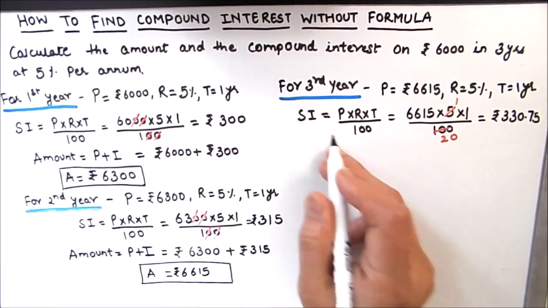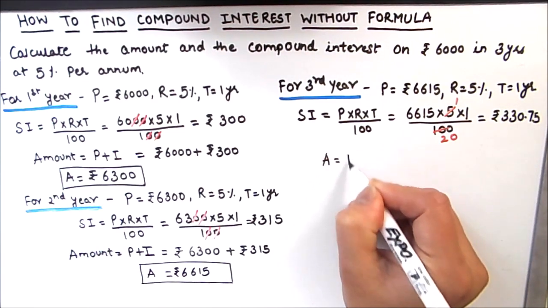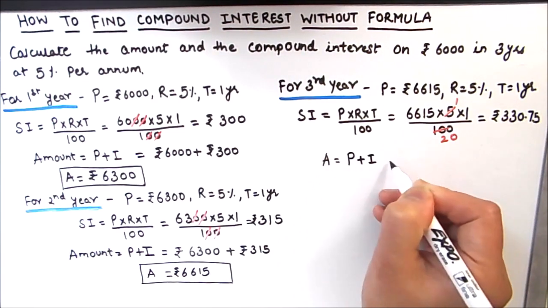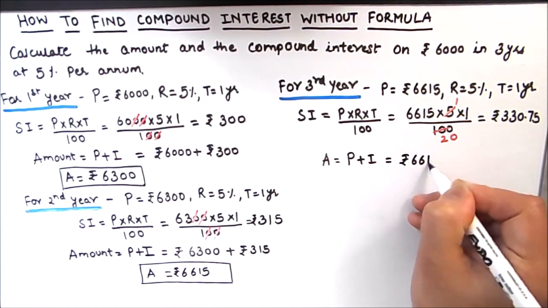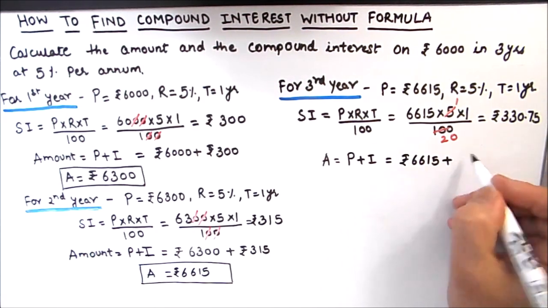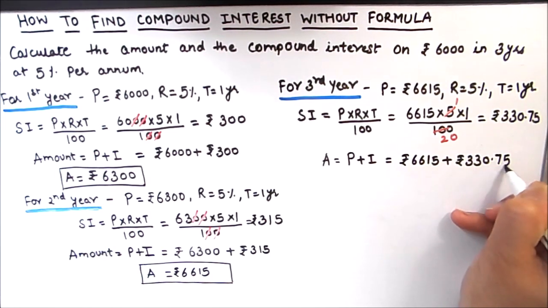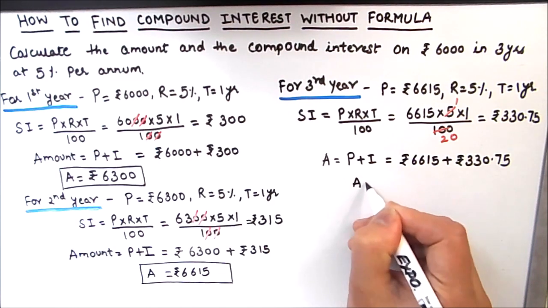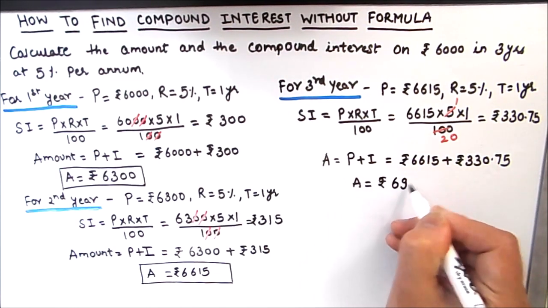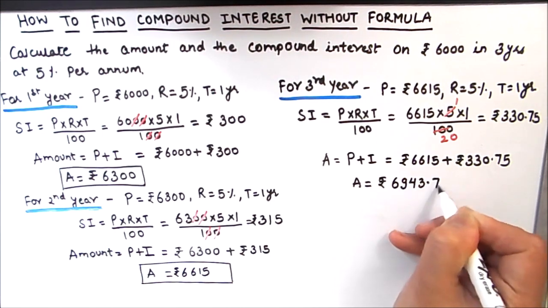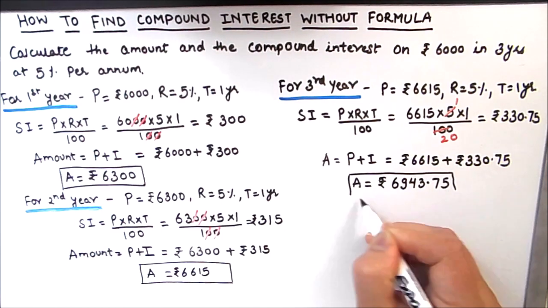330.75. Now we'll find the amount at the end of the third year, which is principal plus interest, which is principal amount rupees 6615 plus rupees 330.75. So the final amount at the end of the third year is rupees 6943.75. This is the final amount at the end of the third year.